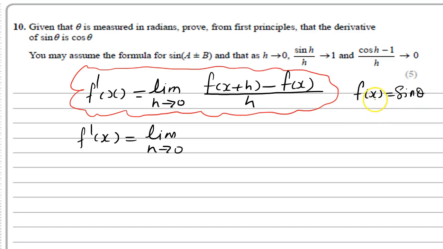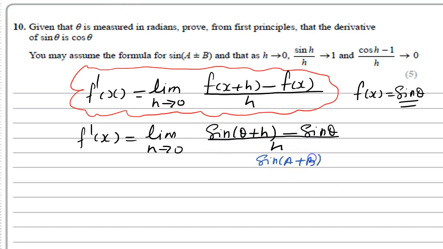f(x) is sine theta. So if you put x plus h here, we can replace it. So we can write down sine of theta plus h, because it is in terms of theta. So we are going to write down sine theta plus h minus sine theta, and divided by h. Okay, and the sine a plus b formula is sine a cos b plus cos a sin b. So this formula we are going to apply here. So let's see how it goes.